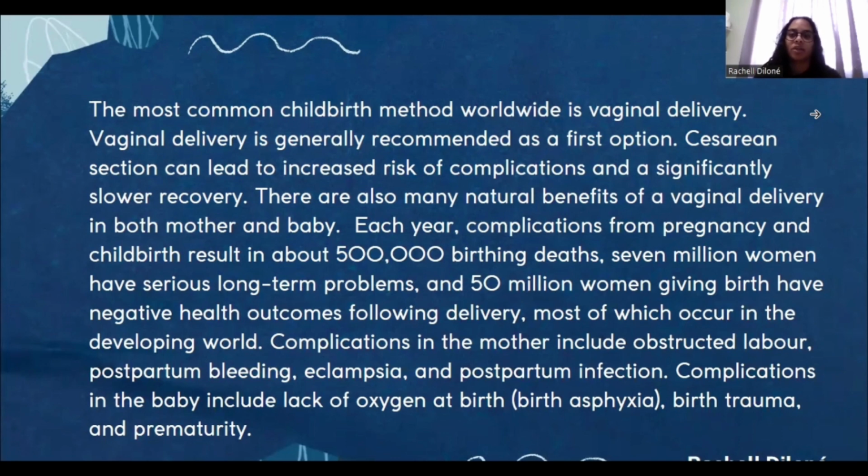Each year, complications from pregnancy and childbirth result in about 500,000 maternal deaths, 7 million women have serious long-term problems, and 50 million women giving birth have negative health outcomes following delivery, most of which occur in the developing world. Complications in the mother include obstructed labor, postpartum bleeding, eclampsia, and postpartum infections. Complications in the baby include lack of oxygen at birth, birth trauma, and prematurity.